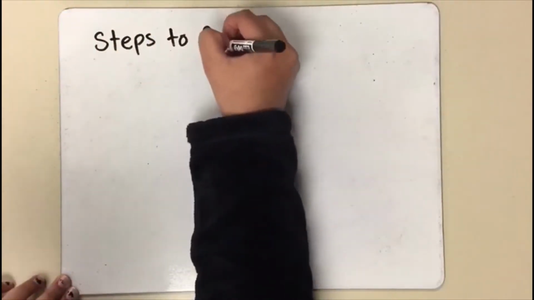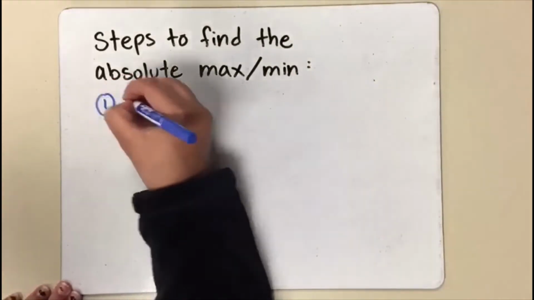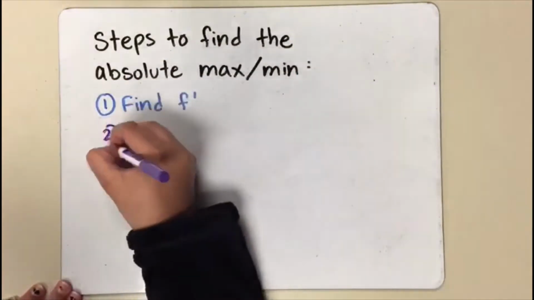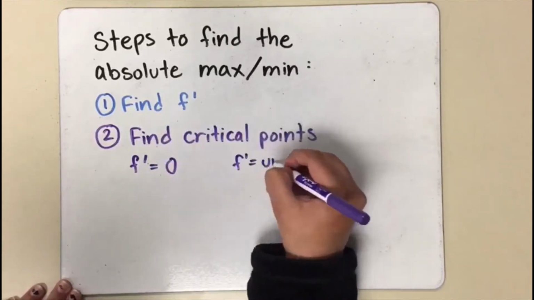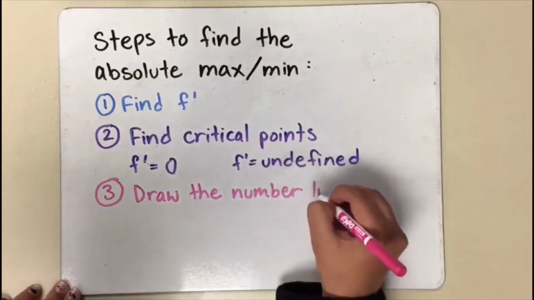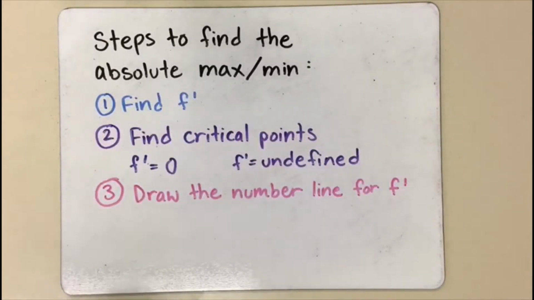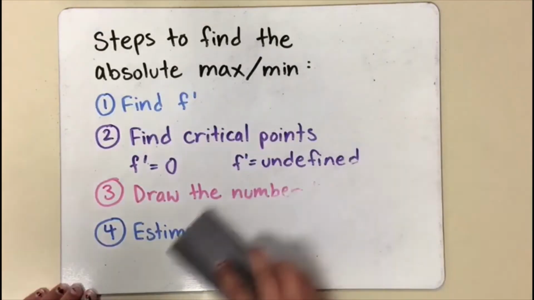Here are the steps to finding the absolute maximum or the absolute minimum. Step 1 is to find the derivative of f. Step 2 is to find the critical points. And the critical points are when the derivative of f is equal to 0 or undefined. Step 3 is to draw the number line for the derivative of f. Step 4 is to estimate the graph of f.